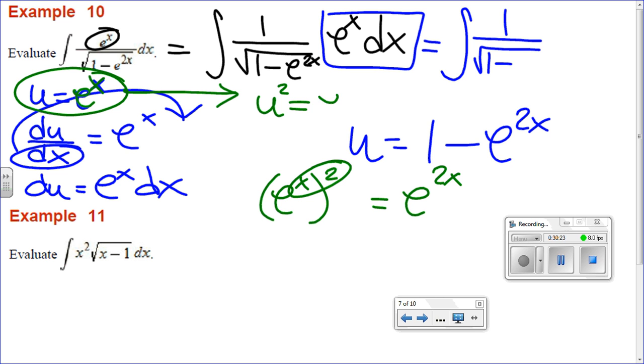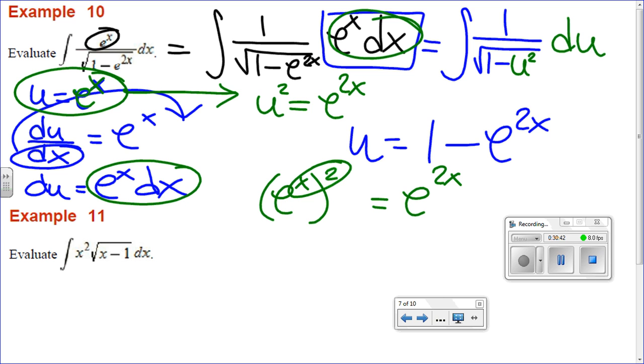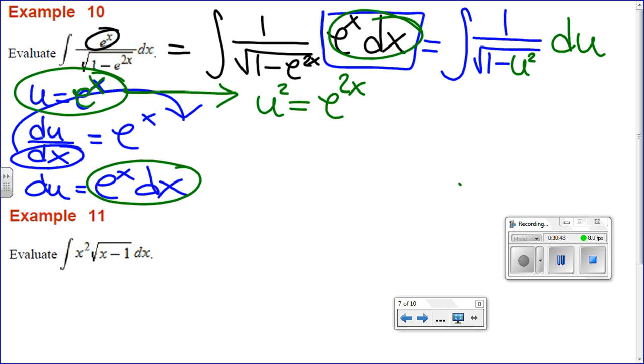So e to the 2x. So right here, I'm sorry, instead of e to the 2x, what do I need? u squared. And then this part right here is here, so what do I need? u. All right. Now, if you studied for your quiz, you should know what that is.